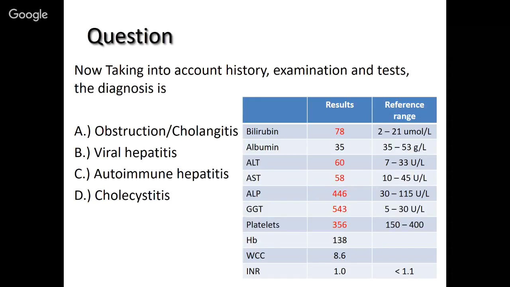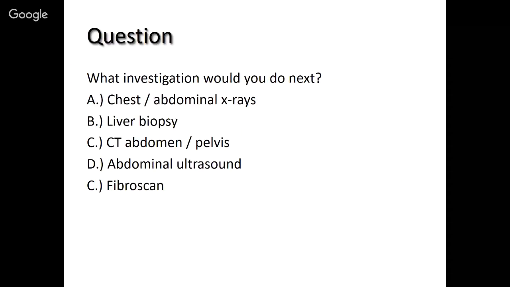Now, taking into account the history, the examination, and the tests, who feels more confident that it's A? Put up your hand. Okay, good. So we're getting much closer now. Which is the best test to do next? Just talk about this for a second. I think you did this in the liver, in the GIT consolidation, so I'm expecting all the answers to be correct.